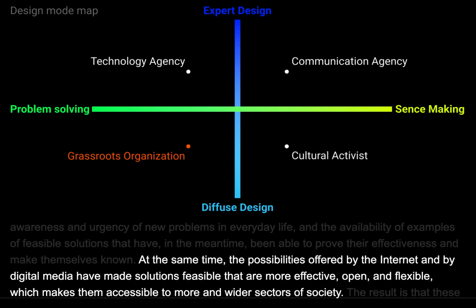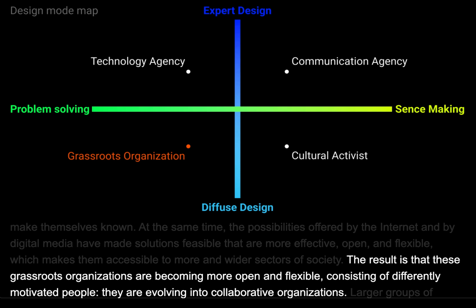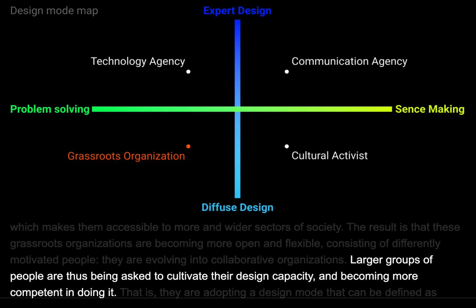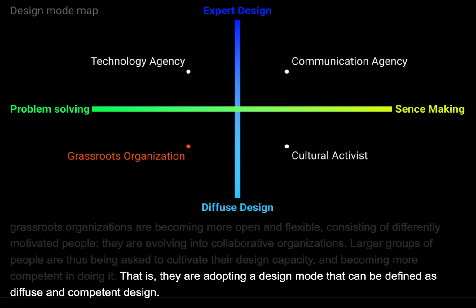At the same time, the possibilities offered by the Internet and by digital media have made solutions feasible that are more effective, open, and flexible, which makes them accessible to more and wider sectors of society. The result is that these grassroots organizations are becoming more open and flexible, consisting of differently motivated people. They are evolving into collaborative organizations. Larger groups of people are thus being asked to cultivate their design capacity, and becoming more competent in doing it. That is, they are adopting a design mode that can be defined as diffuse and competent design.